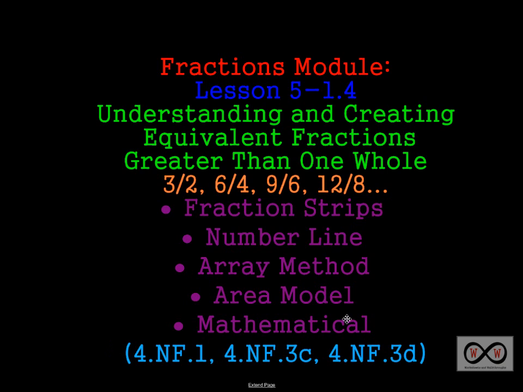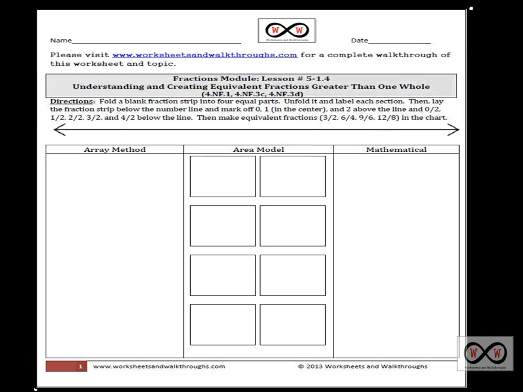These are the standards which are featured in this video, and we'll be using this worksheet. You can go to worksheetsandwalkthroughs.com to print out a copy for yourself. You'll find it under our fractions video walkthroughs. It's entitled Fractions Module, lesson number 5-1.4, understanding and creating equivalent fractions greater than one whole.